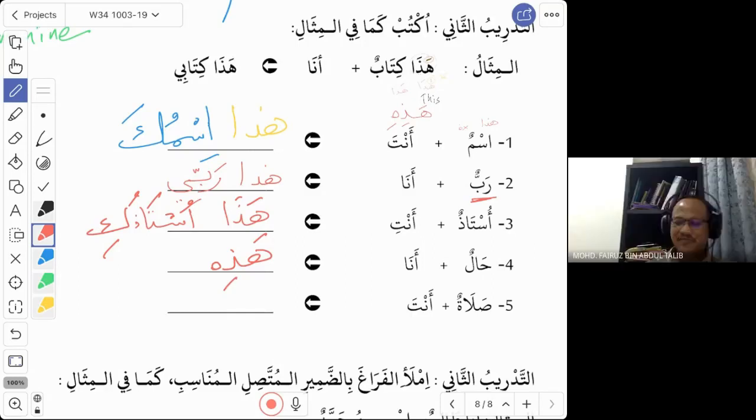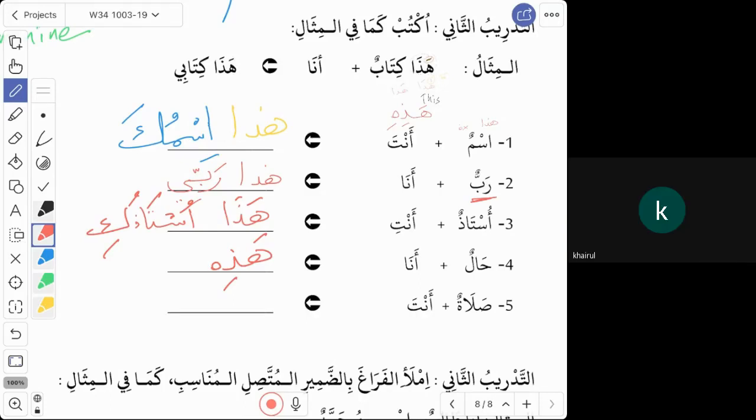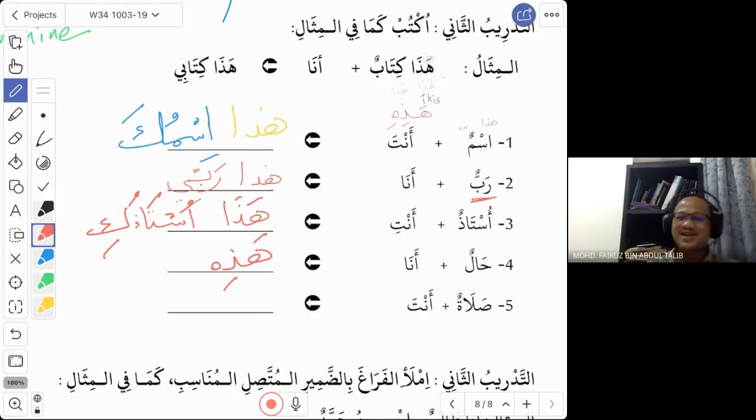Sophia says haza. Khairul, what do you say? Khairul also says haza. Ikmal also says haza. So Fajatul, you are the only one who says hazihi. Now, let us ask, what is the reason? Why do you say hazihi?